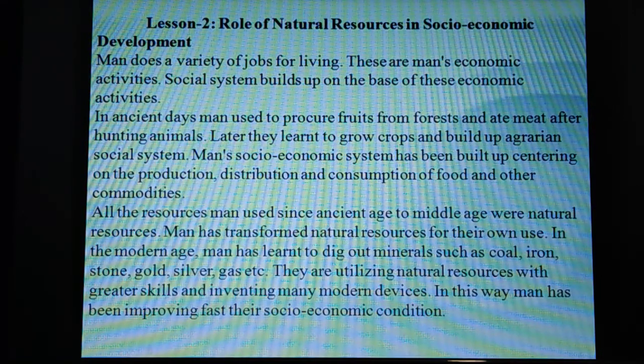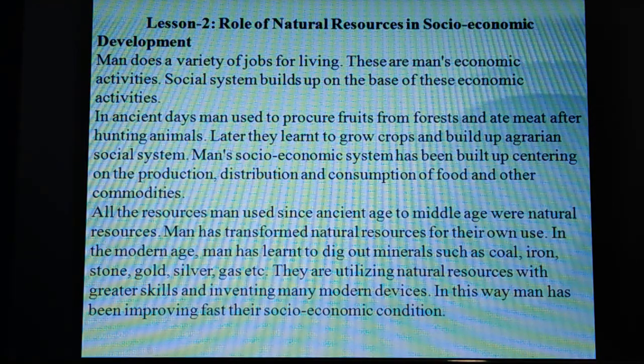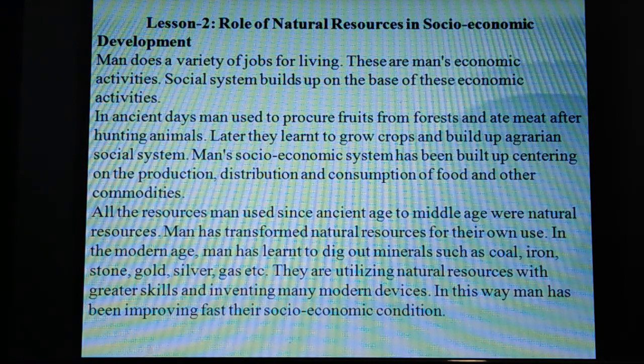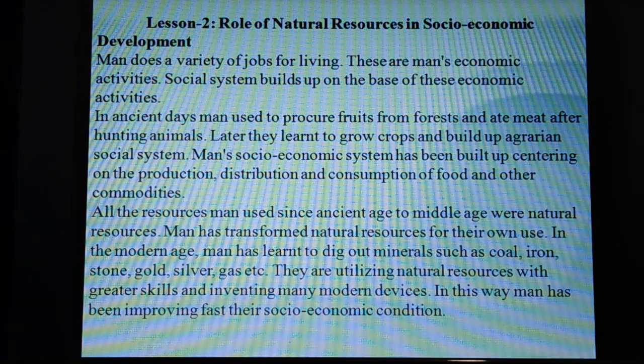Lesson 2 is very important. Lesson 2 includes the role of natural resources in socio-economic development. That is, the role of natural resources in our social life and in our economic life. In our social and economic development, how the natural resources are used. Lesson 2 includes them. First of all, man does varieties of jobs for living.